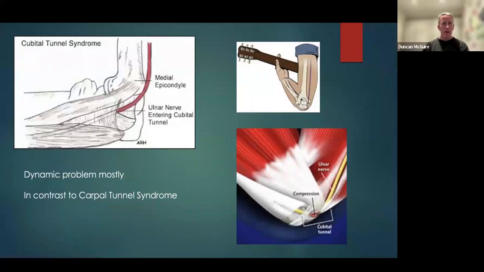It's actually going to be very, very advanced cubital tunnel, because it's going to be a static problem by that stage. So the diagnosis would be obvious if the nerve conduction tests are positive. And if you're suspecting it and the nerve conduction tests are negative, it doesn't help you either, because it's then probably the dynamic problem. So it's a waste of time. Don't bother doing the nerve conduction tests.